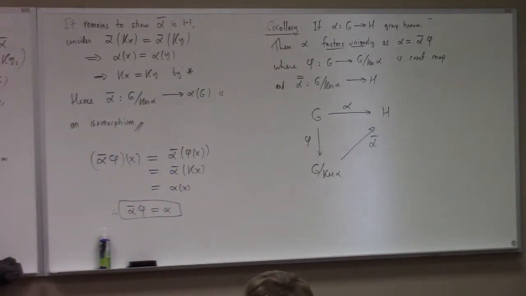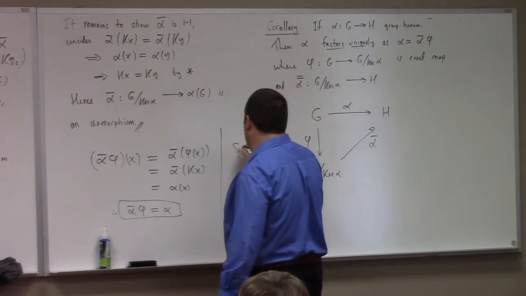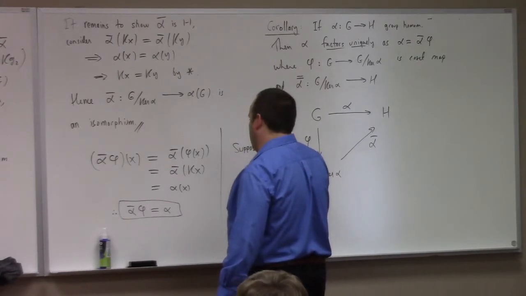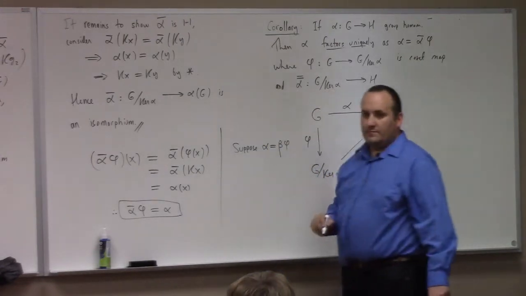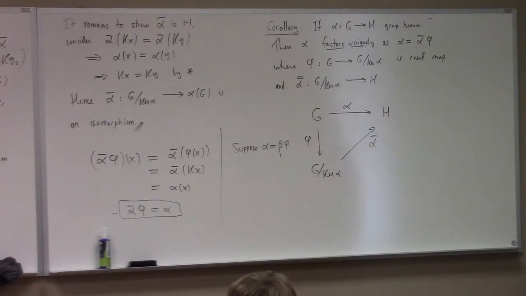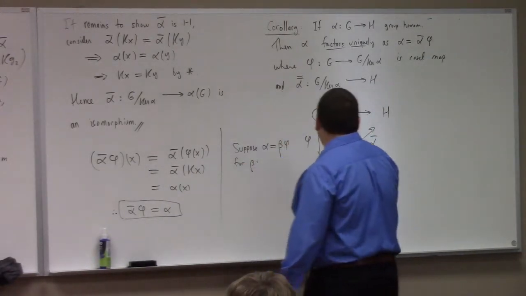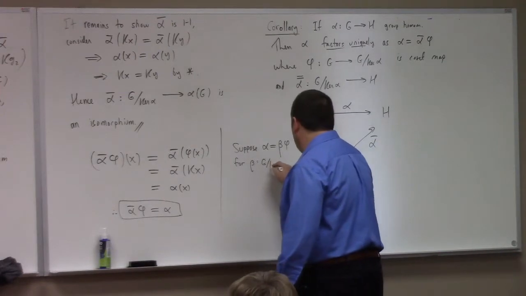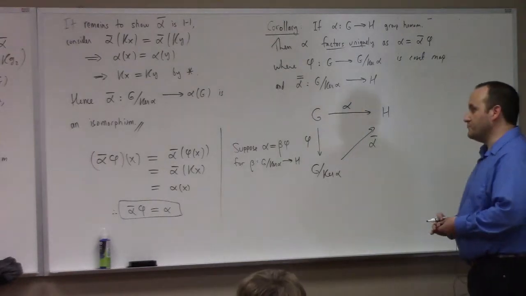Now he says factors uniquely. So let's talk about that. What does he mean by that? Suppose that we also had that alpha was equal to, say, beta phi, where beta was some other map competing for the role of alpha bar. Then we can show that beta has to be equal to alpha bar. I do need to assume that beta is a mapping from G mod the kernel to H, and phi is still the coset map.